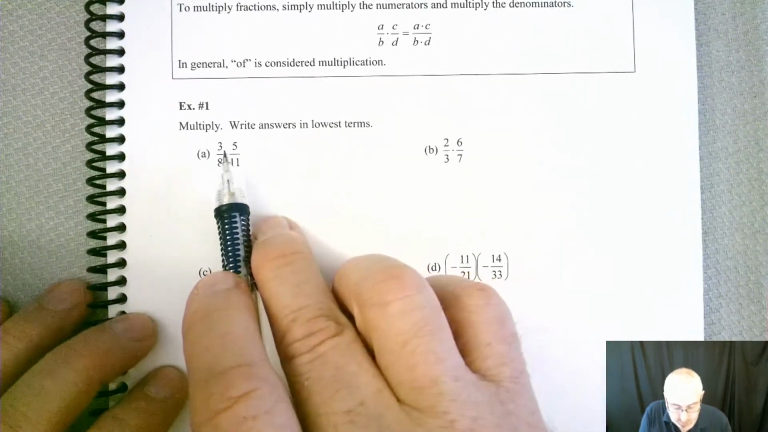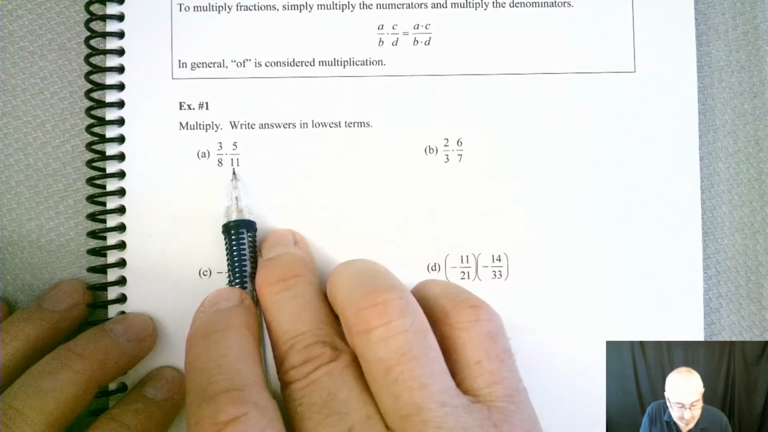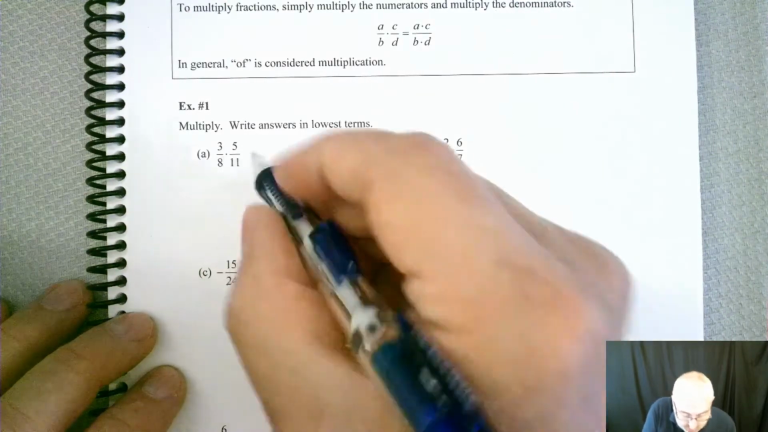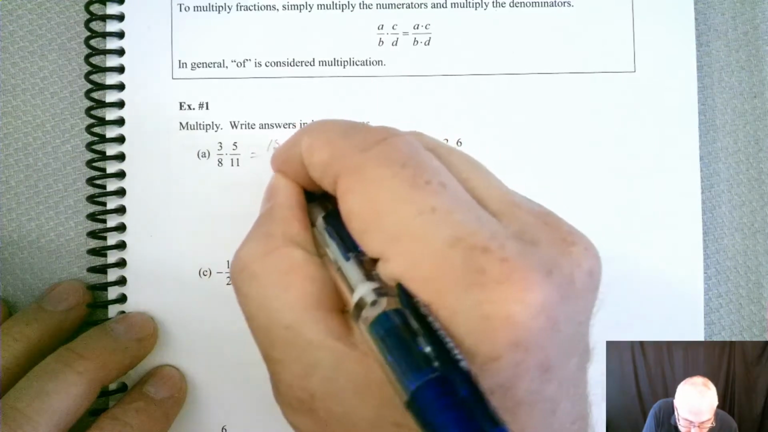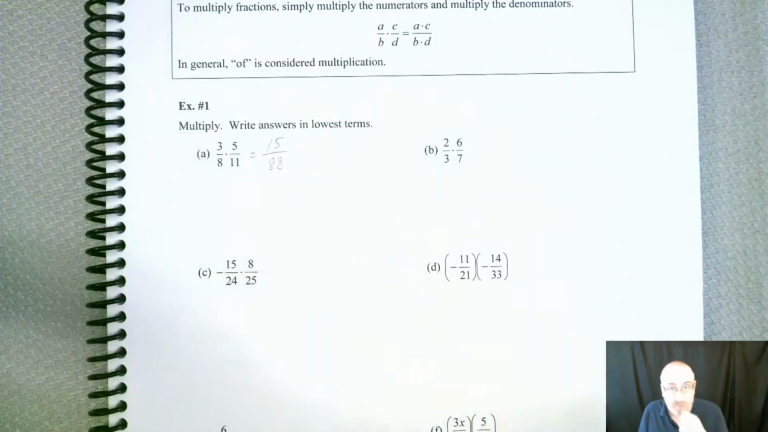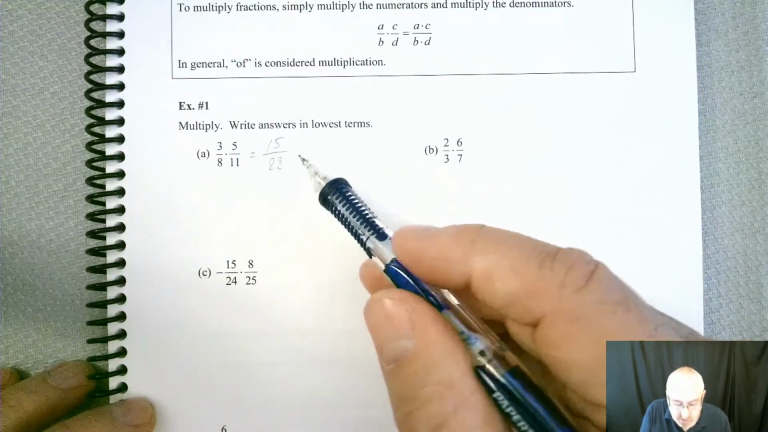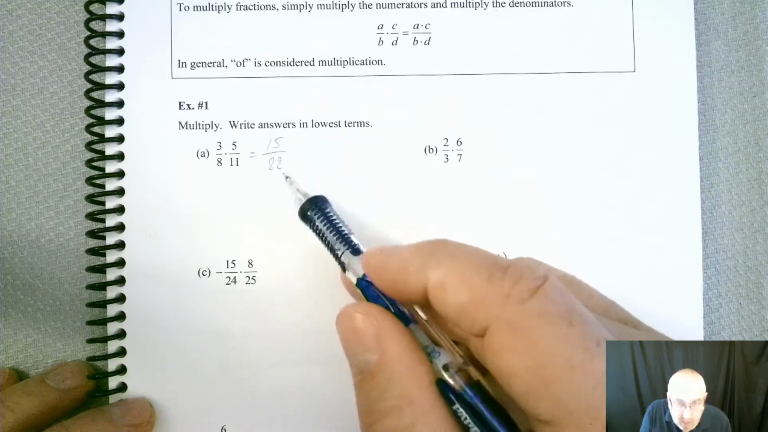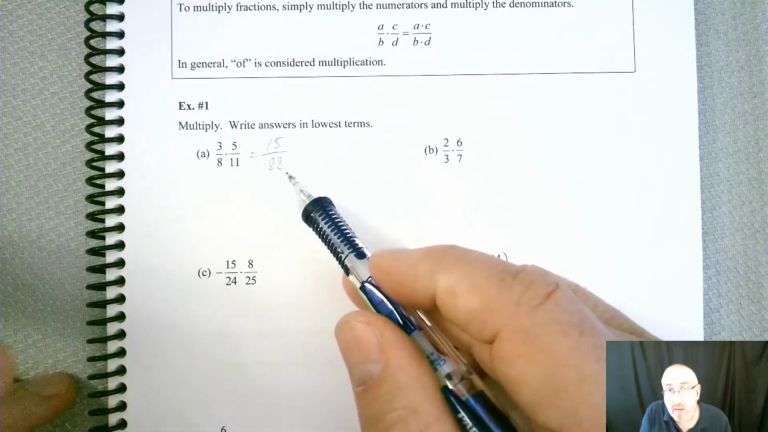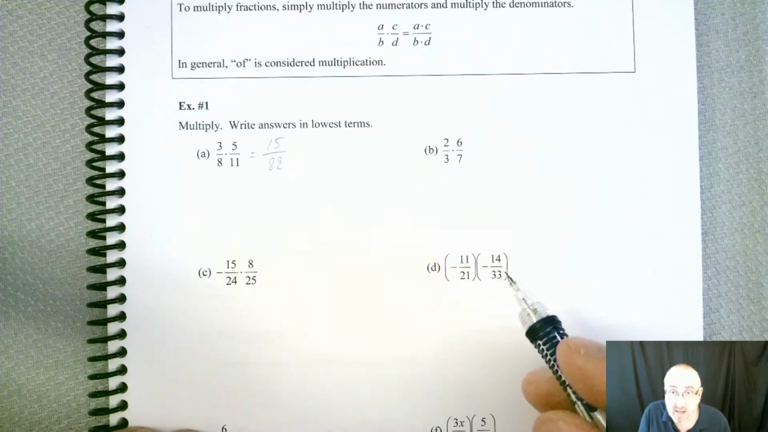We have to write the answer in lowest terms. So we've got 3/8 times 5 over 11. If we multiply straight across, we get 15 over 88. Can we reduce this down? It turns out that there are no common factors between 15 and 88, so we're done. That is the answer.